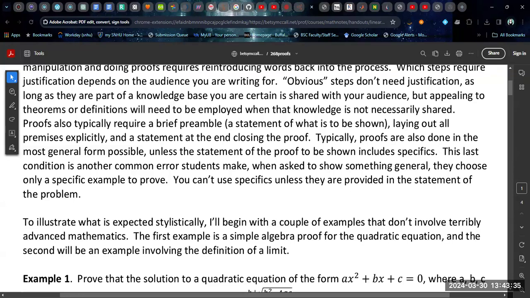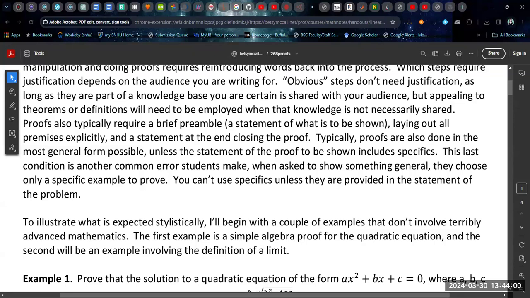Again, proofs typically require a brief preamble in order to make it clear what is given and what is being assumed, so that you can lay out all of your premises explicitly. And then at the end, it also should have a closing statement indicating what you were trying to prove and that you have now proved it.